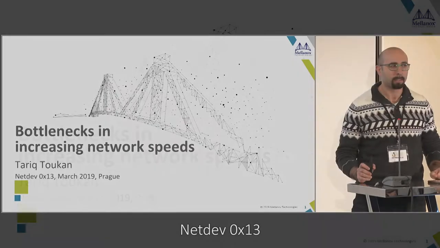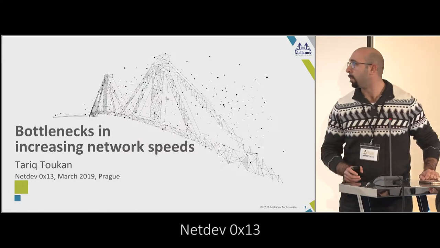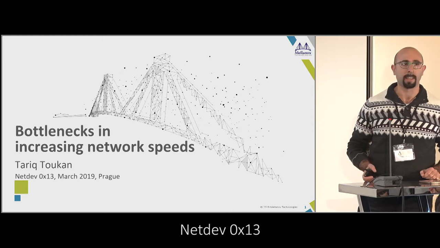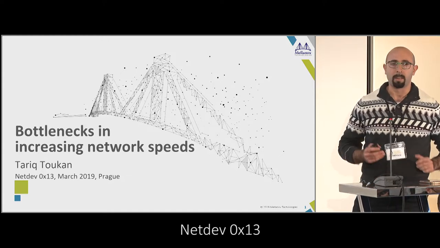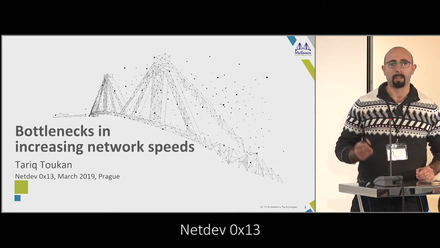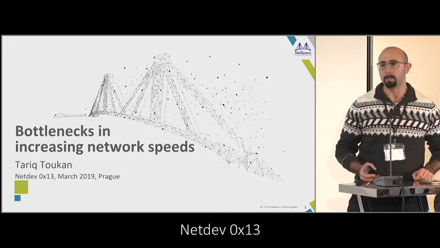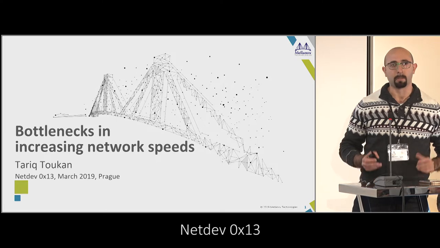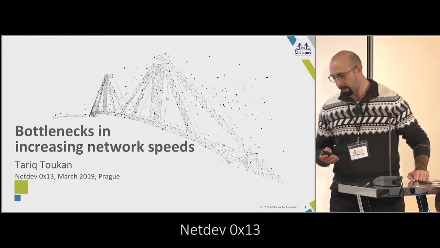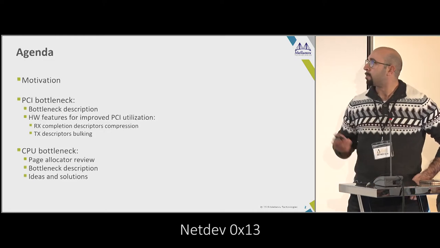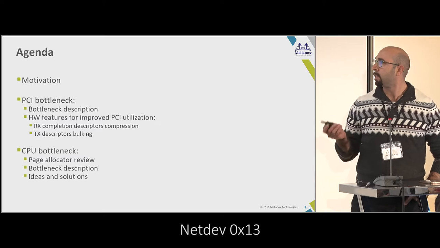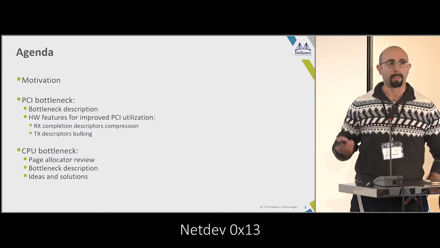I'm Tariq Toukan from Mellanox. And in this talk, I'm going to review with you first the importance of bottleneck analysis, especially with the ongoing increase in NIC speeds. Then we're going to review two examples of bottlenecks and how we deal with this, and what is being done to overcome them. First the motivation, then we'll review some PCI bottleneck, and later a bottleneck in the CPU.